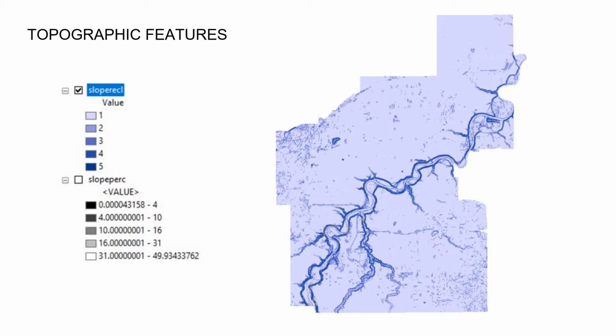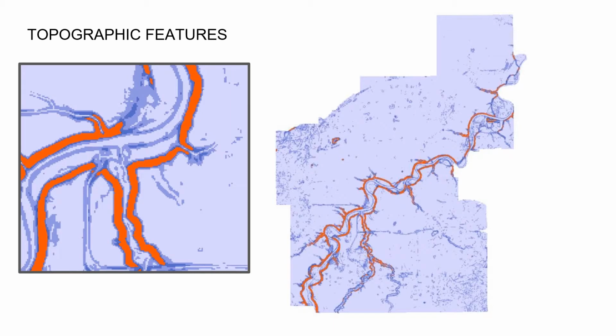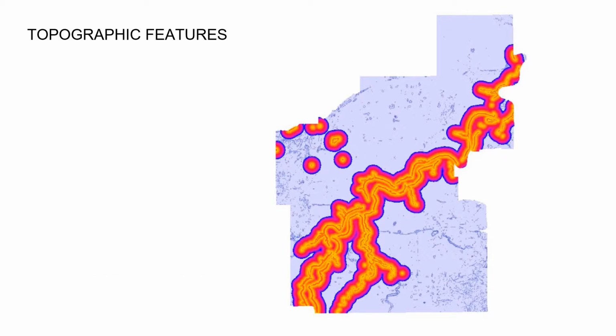We reclassified the slope raster to correspond to these categories and created shapefiles from which to calculate distance to these various levels of slope. Here, orange indicates steep slopes. We created a raster to show the distance to these slopes.